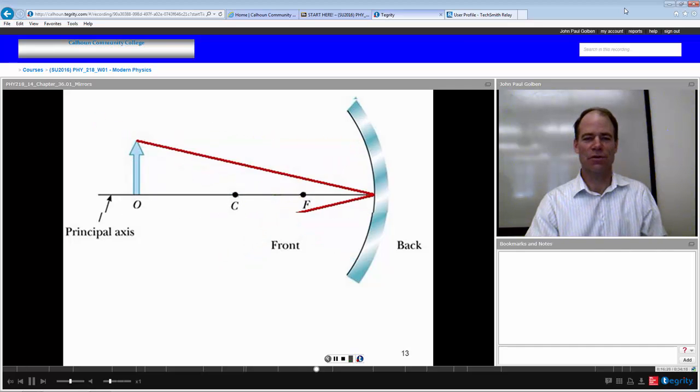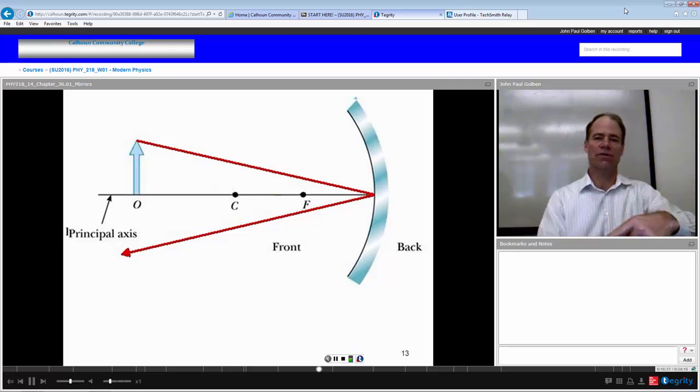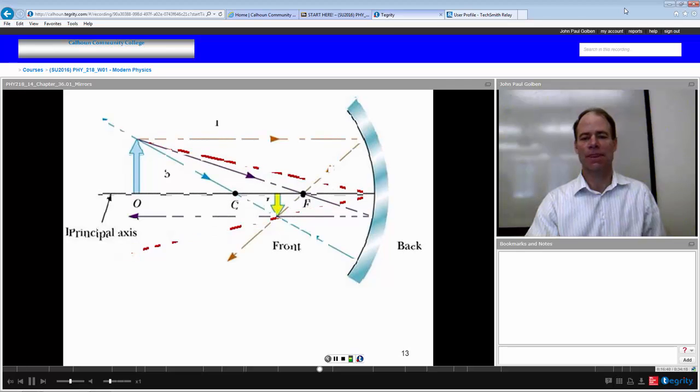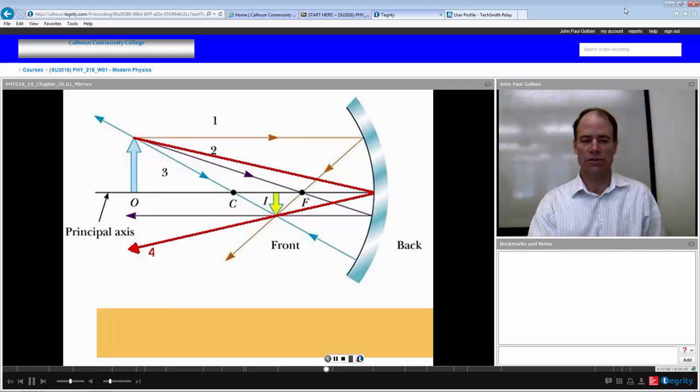And there's a 4th one I can use. If I put a ray right through the vertex of the mirror, which is right at the principal axis, angle of incidence will equal angle of reflection coming out. And that's a 4th one that could be used with these other 3 rays, and it too converges right at that tip. So any one of these 4 rays, or any ray going into that mirror from that tip, will converge on that point. Only these are the 4 easiest ones to use because their reflection is predictable.